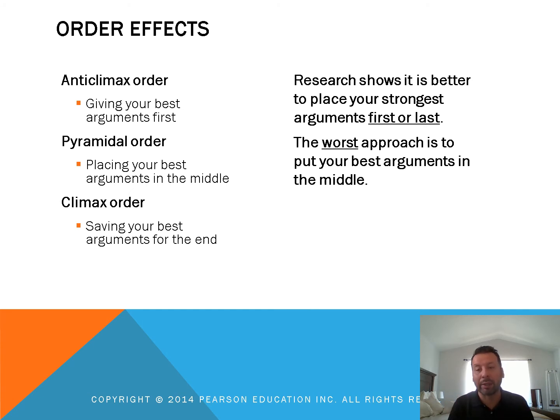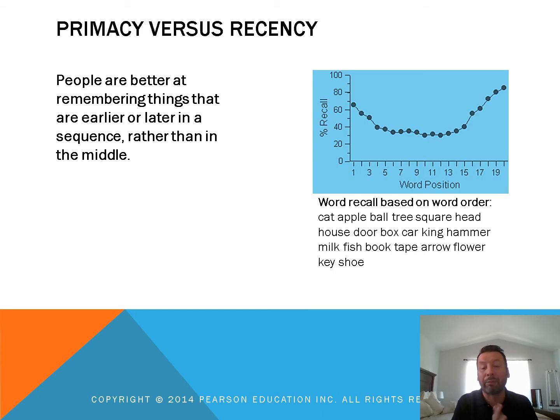The reason for that is people are more likely to remember what they saw last, or if it's the first thing, it's the shock factor, right? It's like, wow, the first thing that comes out. So first or last are usually the best ones, and the middle one is usually not. You have primacy versus recency. People are better at remembering things that are earlier or later in a sequence rather than in the middle. And really, going back to the last slide, are you going to remember either the first thing you heard or the last thing you heard, right?